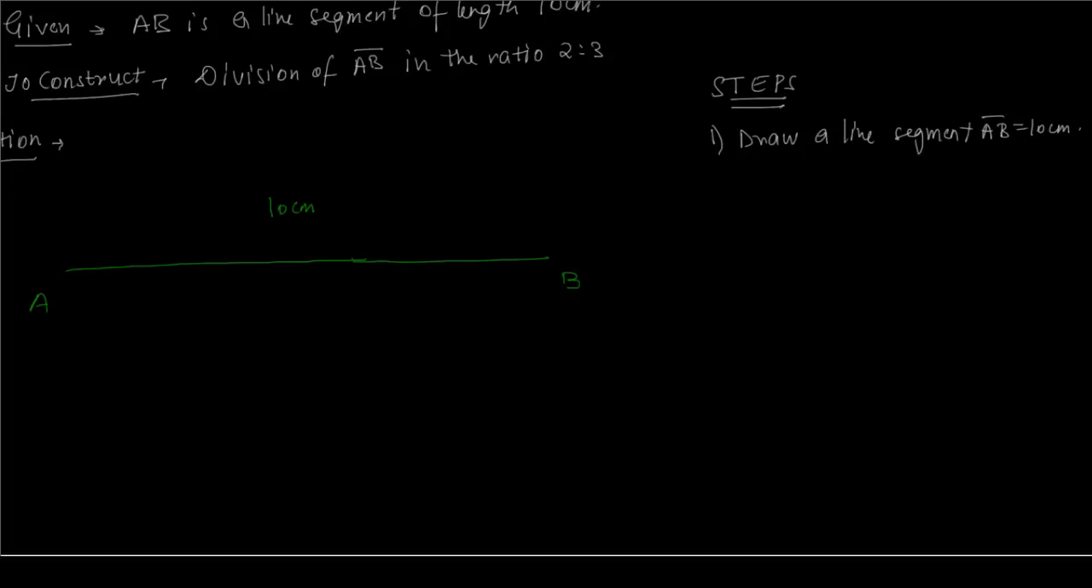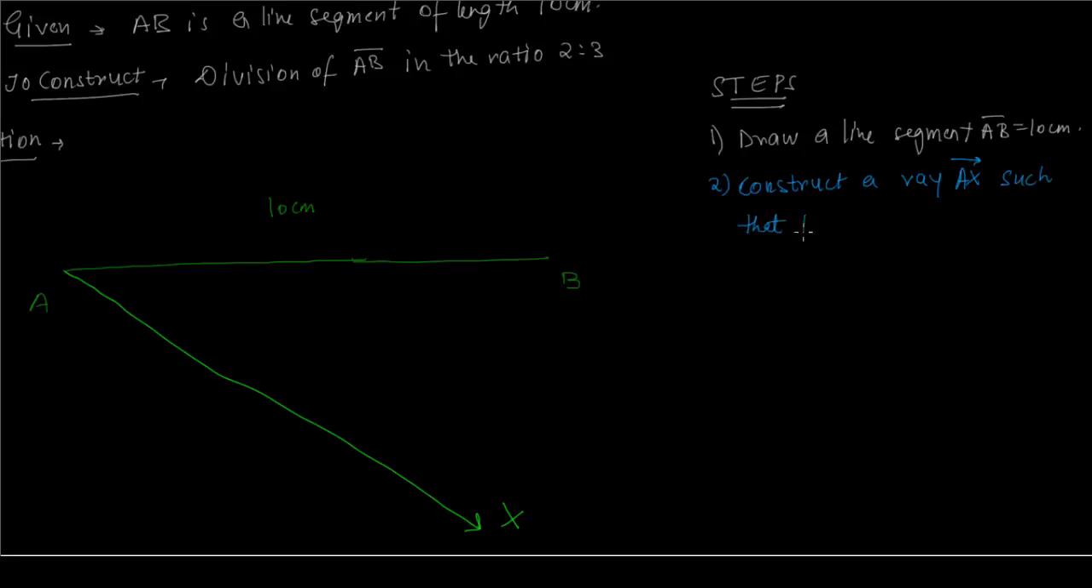The second step will be that you have to make a ray AX, such that AX makes an acute angle with AB. So you can see this is an acute angle. So AX is a ray which makes an acute angle with AB. So make such a ray. That's the next step. Construct a ray AX such that AX makes an acute angle with AB. Now that's my second step.